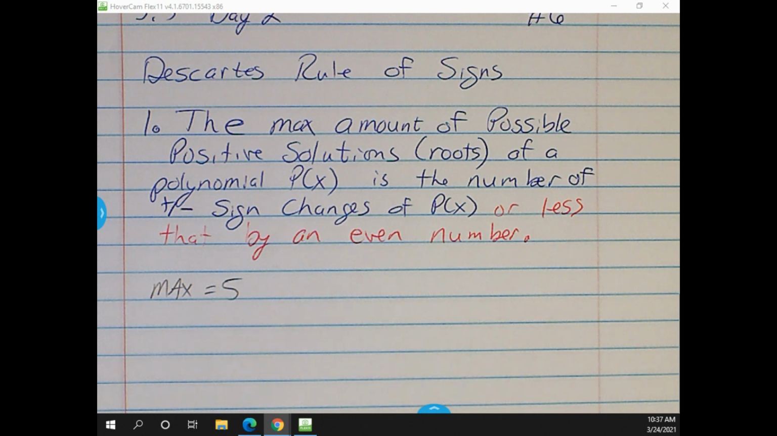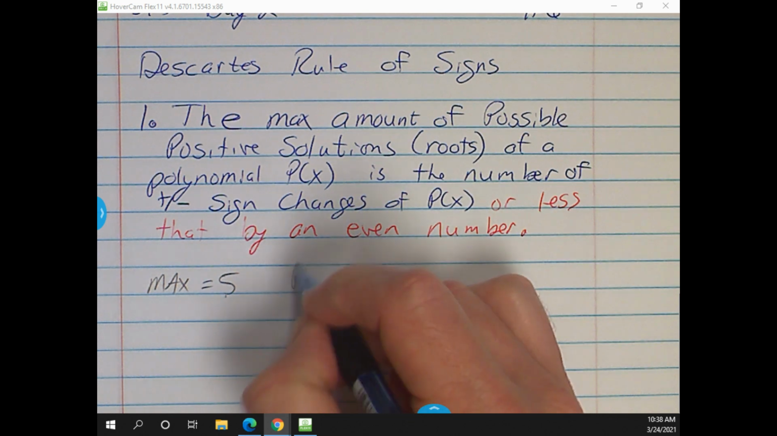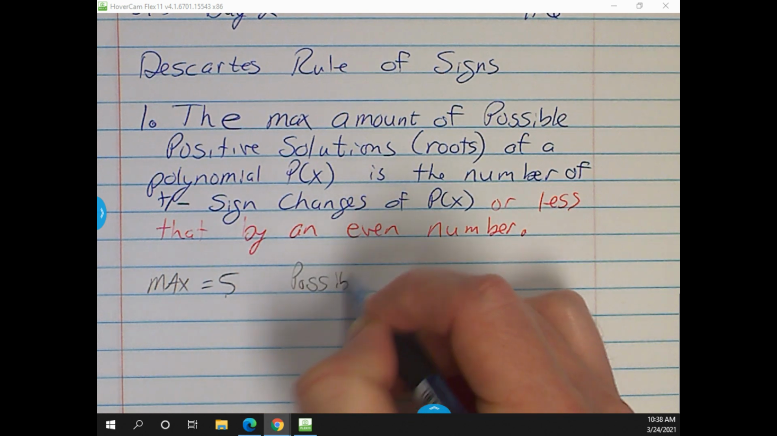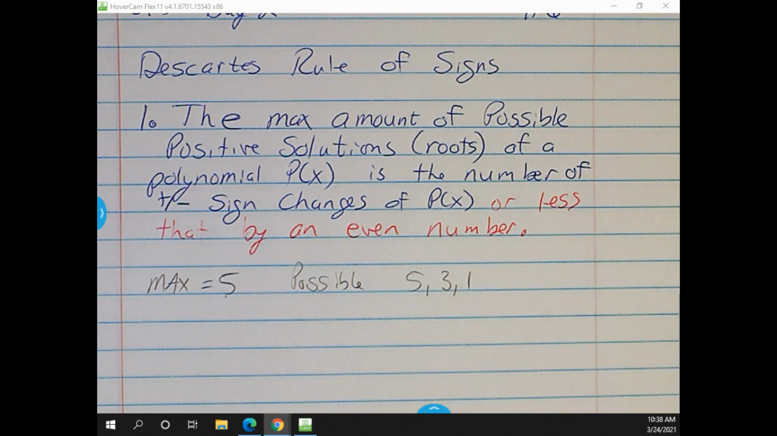And we'll actually do some of these here in a minute. But let's just say for a minute that we did this thing, we found out there were 5 sign changes. The possible positive solutions would then be 5 or 3 or 1.